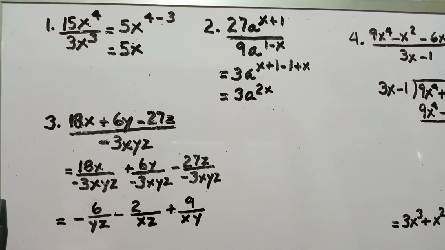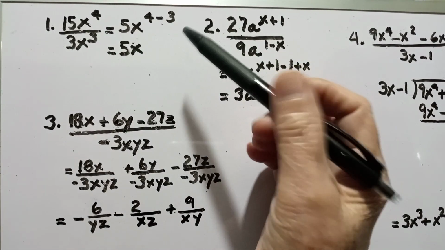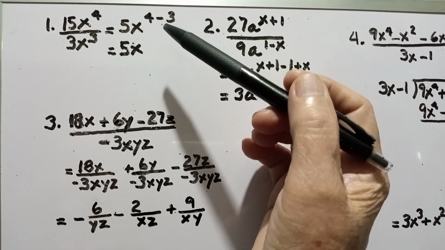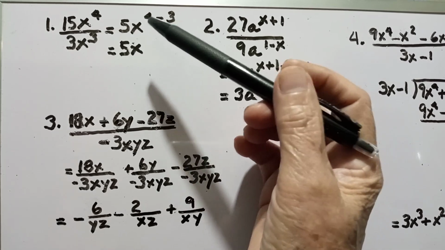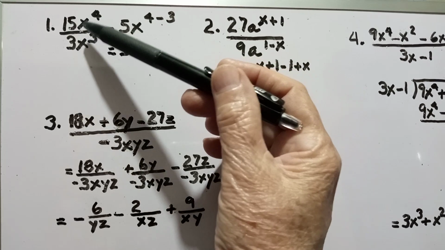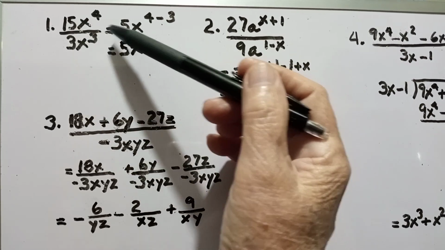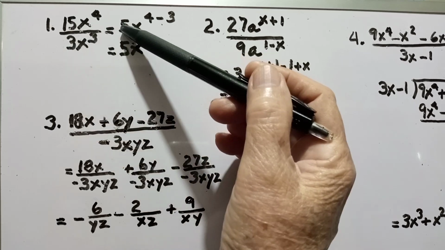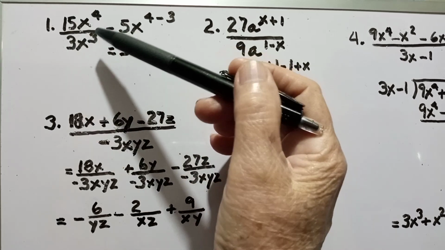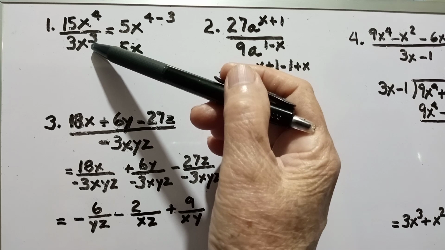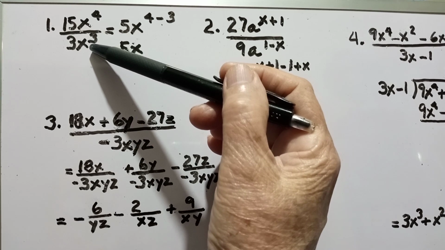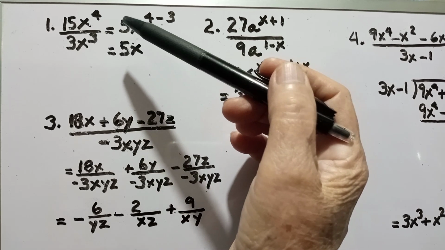We are now in the division of polynomials. Our first example is very simple. We have 15x to the fourth divided by 3x cubed, which is equal to 15 divided by 3 is 5. Then x to the fourth divided by x cubed. Remember the fourth law of exponents in our laws of exponents.